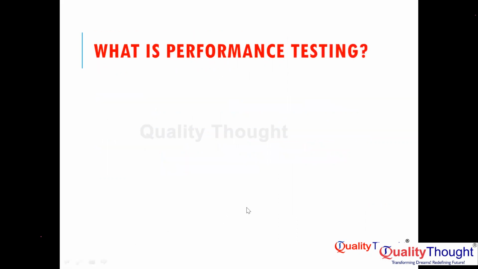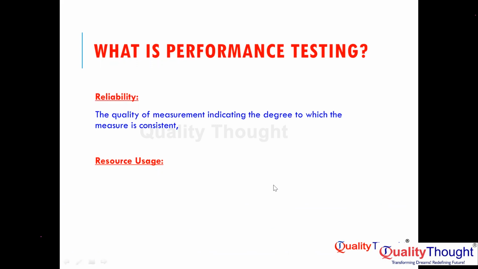Next, another definition. So what is reliability? So what is resource usage? So we can just have a quick reference. The quality of measurement indicating the degree to which the measure is consistent. That means all your results will be the same today, tomorrow, day after tomorrow, on the same test, same server, same users. Are these particular characteristics changed?